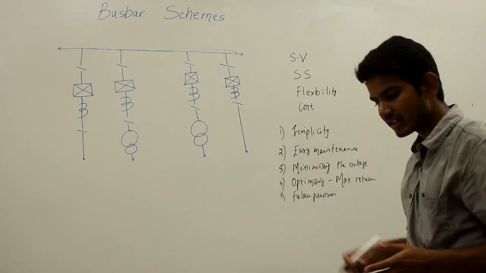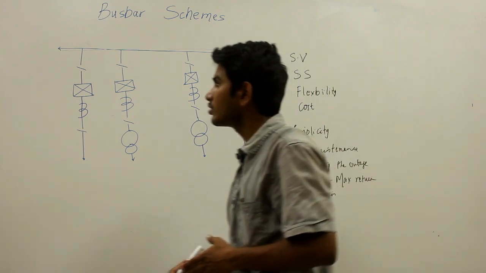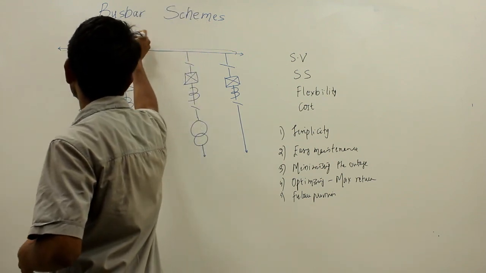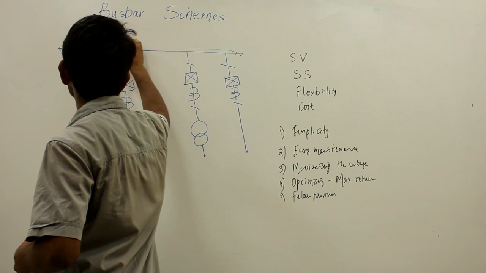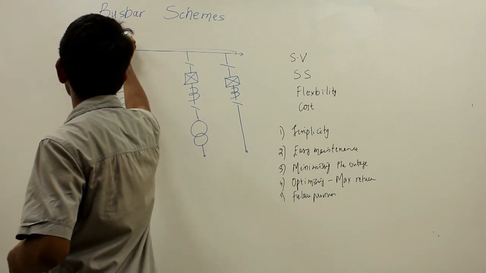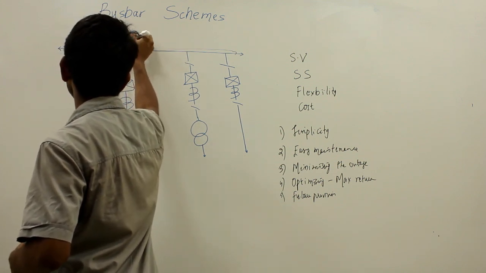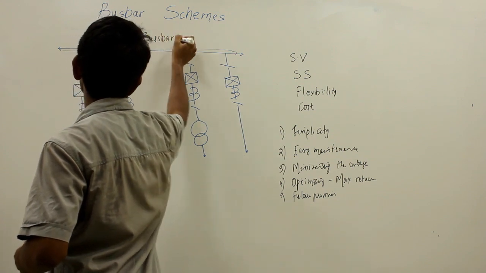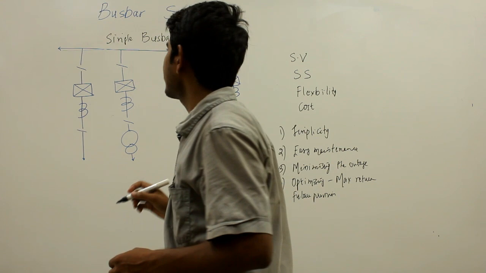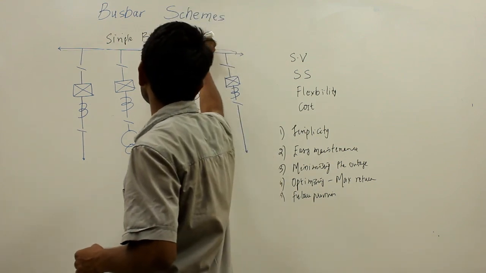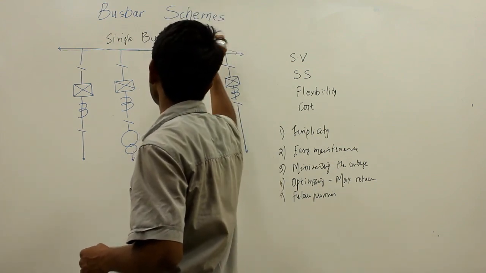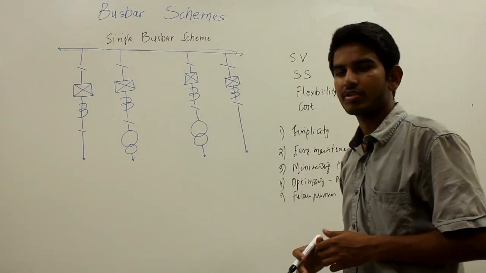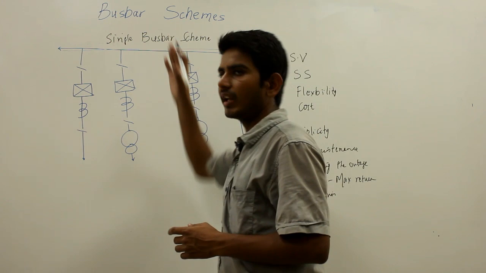So now let us discuss the busbar schemes one by one. Let us first initially proceed with a single busbar scheme. The meaning of busbar is nothing but it is a system of electrical conductors in a generating or receiving station on which the power is concentrated for the distribution purpose. So that is the meaning of busbar.